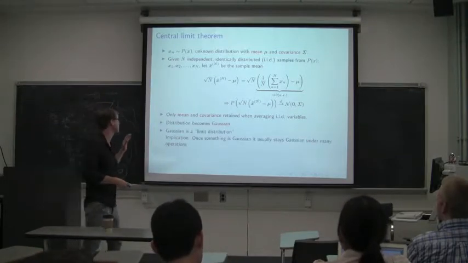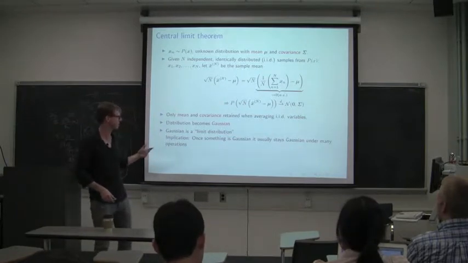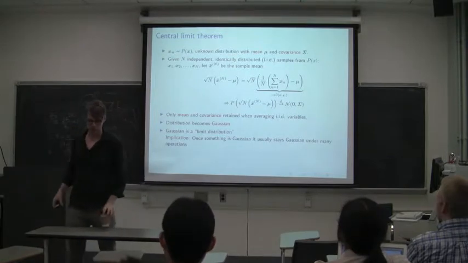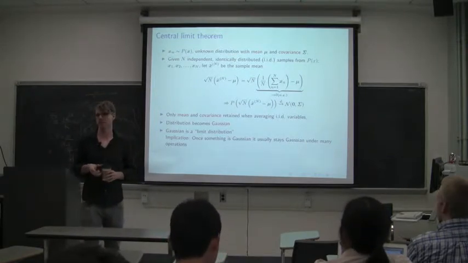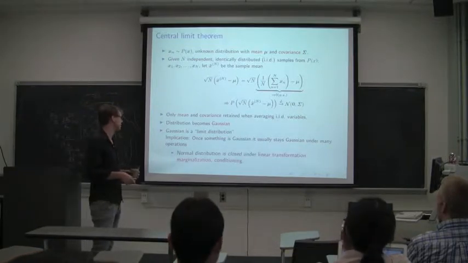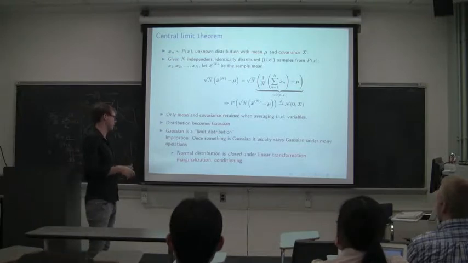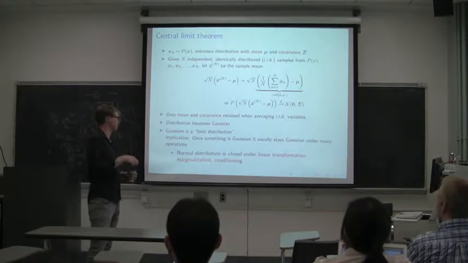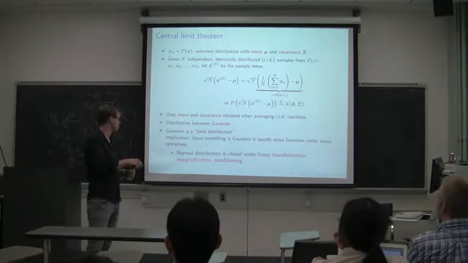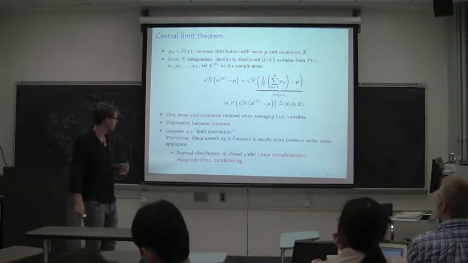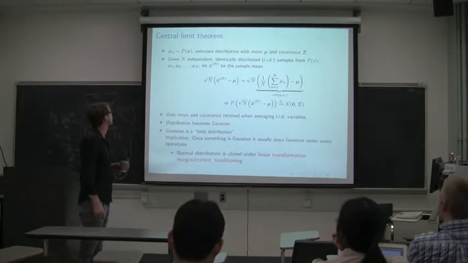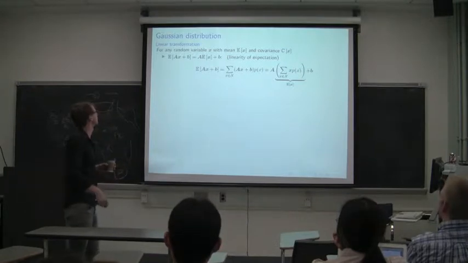So Gaussian is also a limit distribution, which means that once we have something that is Gaussian distributed, under many transformations and operations it stays Gaussian. We can add them, we can do linear transformations, we can look at the marginal distribution of a multivariate Gaussian, and we can look at the conditional distribution. That's something that we haven't looked at last time, but we'll do that later once we need it. And all of these things are Gaussian.